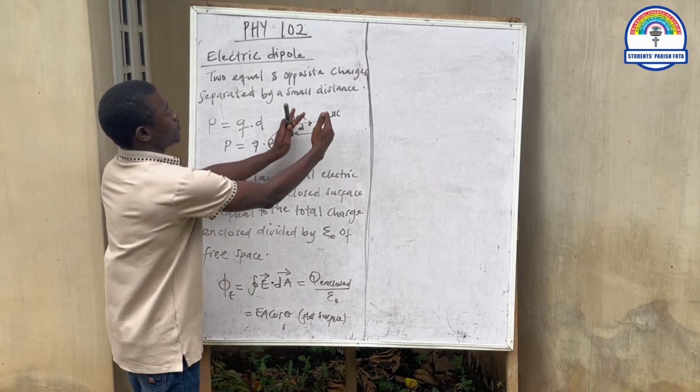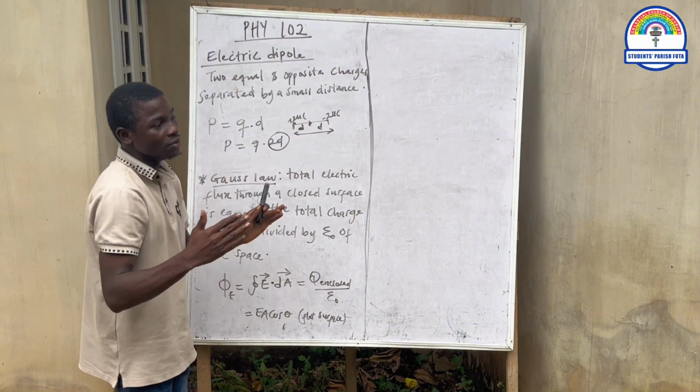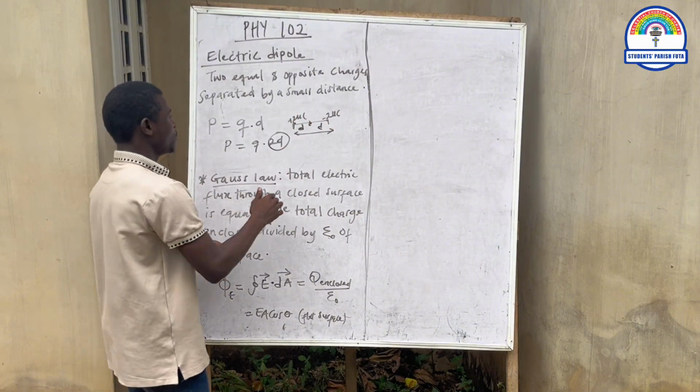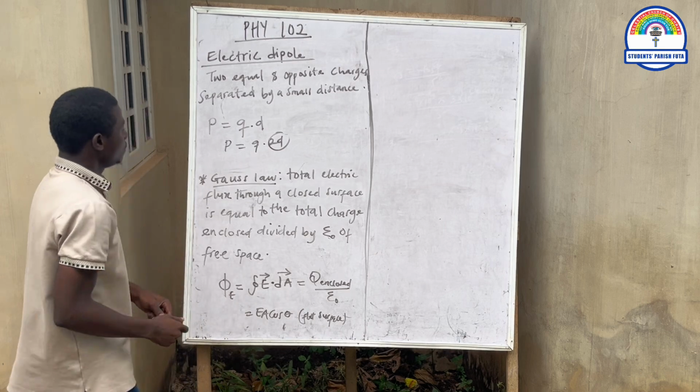Definitely it's 2D for it to be between them. But if the D you are given is between the two of them, there's no need multiplying by 2 again. So be careful of that. Then let's move on to Gauss's law.